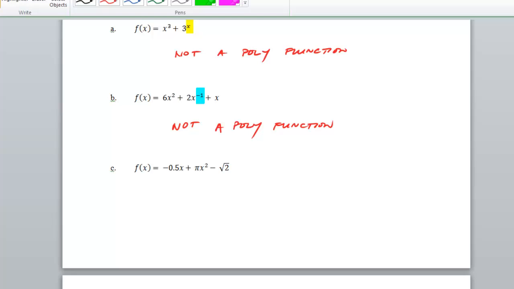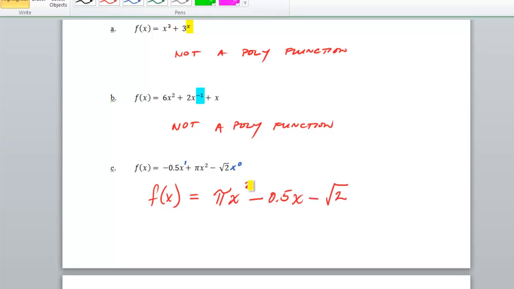But if you really look at this, everything has an exponent that is a whole number. So we have x to the 1st, x to the 2nd, and x to the 0. Now of course x to the 1st and x to the 0 aren't necessarily written like that, but they're understood to be there. So that makes this a polynomial function that we need to write in standard form. So now I need to rearrange this with the highest exponent first. Keep in mind the coefficient, whether it's a symbol like pi or a radical value, has to go with that. So we're going to say pi x squared minus 0.5x minus the square root of 2.